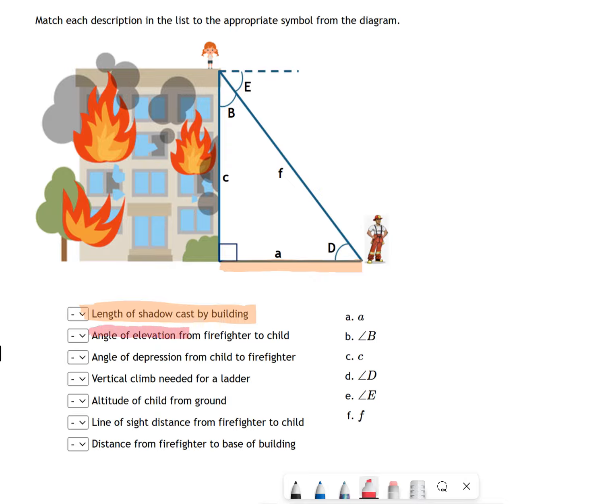So next we have this word called angle of elevation, and that is almost always something down here, right? Something in this little corner of the triangle. It's how high the firefighter needs to elevate his gaze, needs to look up in the air to see the kid on the top of the building.